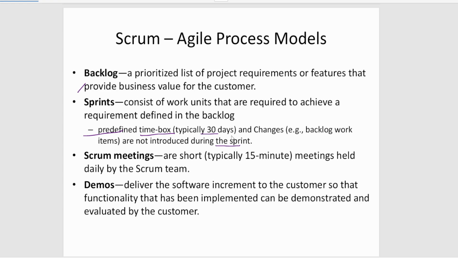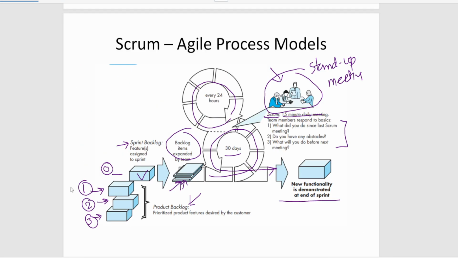Sprint meetings are short 15-minute meetings held daily by the Scrum team, and demos deliver the software increment to the customer so that the functionality that has been implemented can be demonstrated and evaluated by the customer itself. So these are certain important points that go along with Scrum-based software development. You should know all these points, and you should also know what this diagram is all about. Keep this diagram in mind. If you know the diagram, you will know what these terms mean.